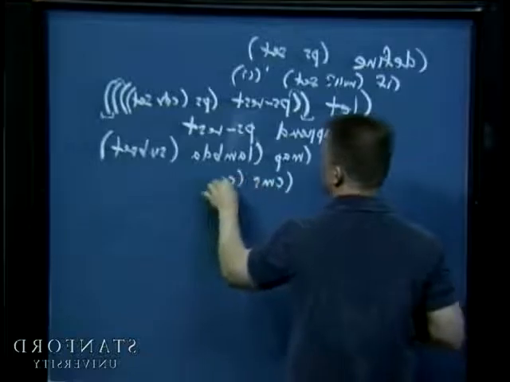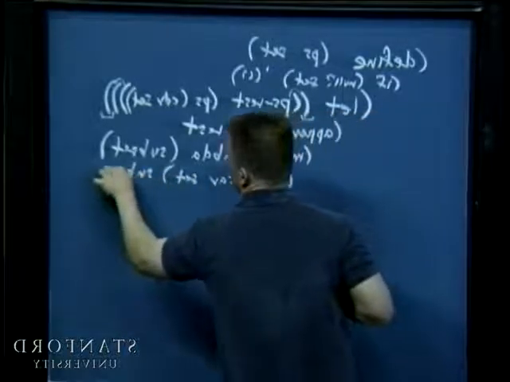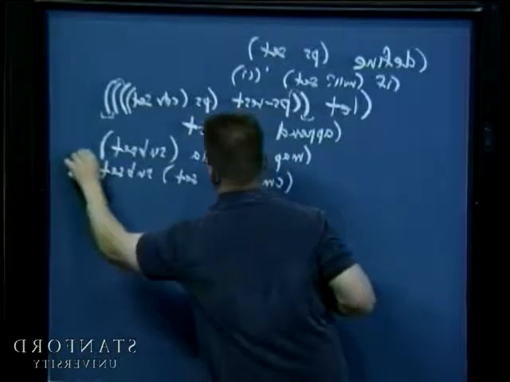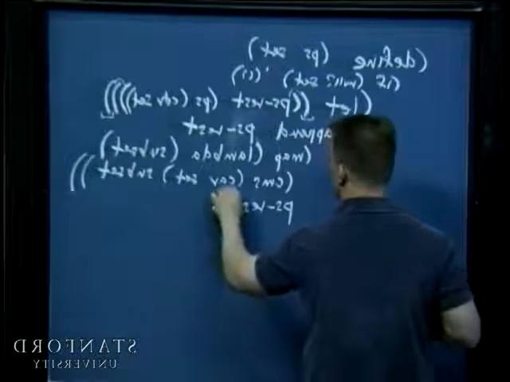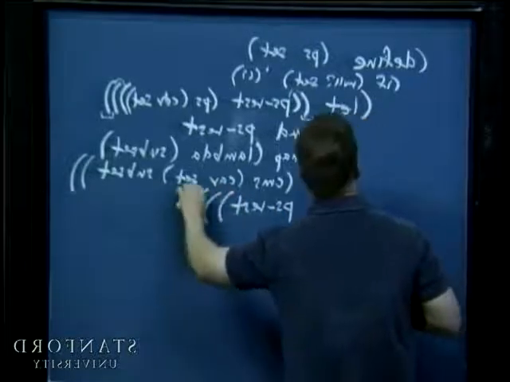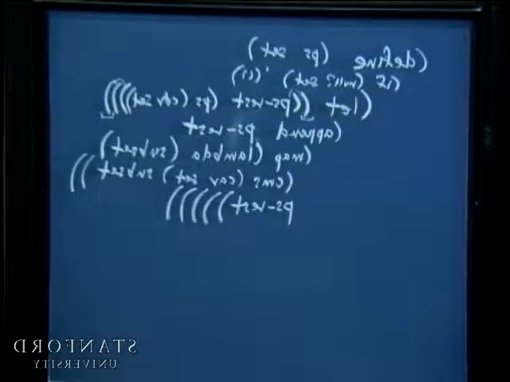Cons car of set onto the front of the subset. That ends the cons, that ends the lambda, and I can map that over PS rest. That ends the map, that ends the append, the let, the if, the define. Okay, does that make sense to people?